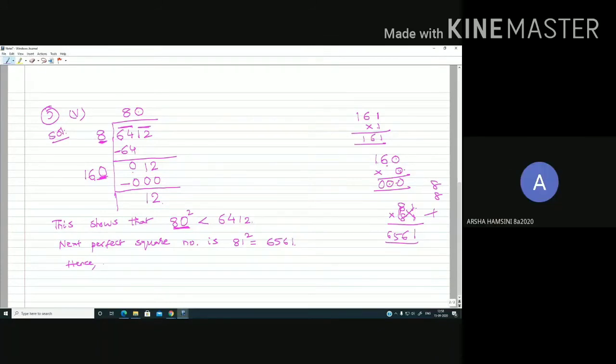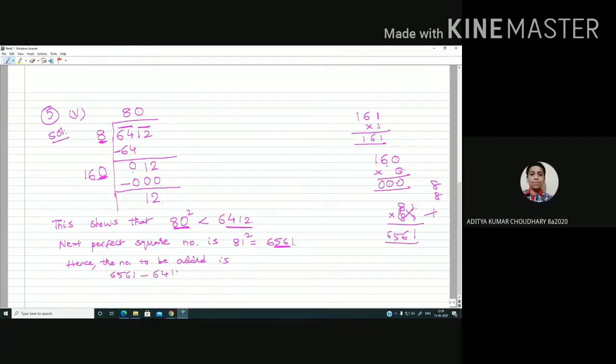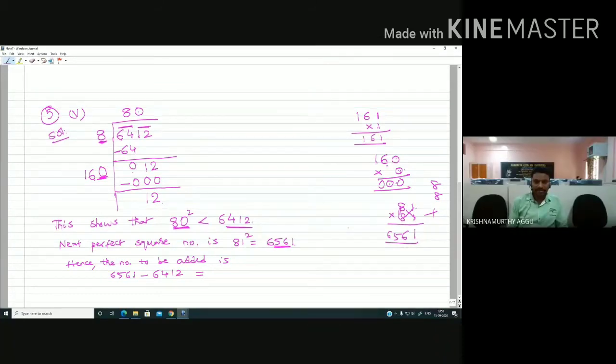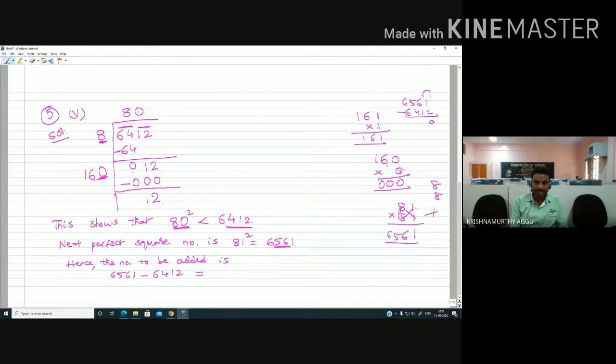Hence, the number to be added is 6561 minus 6412. From this number you have to subtract which number? This number, 6412. To do the rough work or directly tell me what is the answer, do you know? Otherwise we will do it. 6561 minus 6412. 1 minus 2, 11 minus 2 is 9, 5 minus 1 is 4, 5 minus 4 is 1.